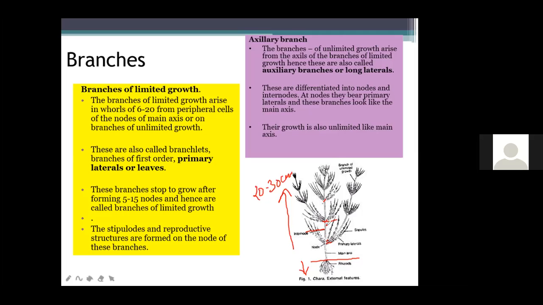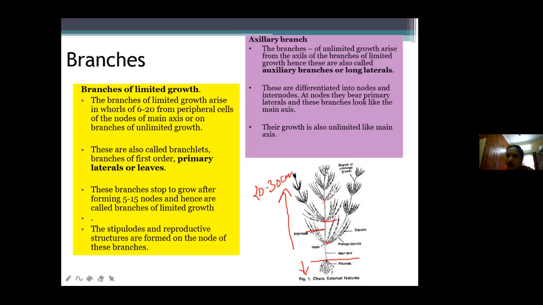The internodes are long, made of a single cell, and surrounded by many corticating threads. Nodes are made up of regularly arranged cells, and the internode is a single, very long cell. So node and internode are present alternately, node and internode, node and internode.